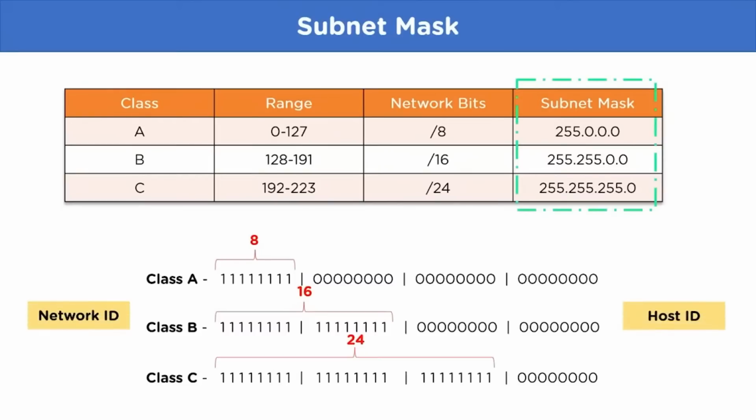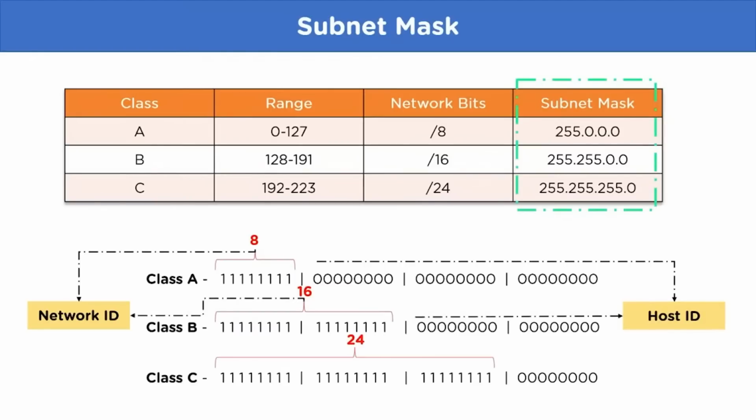The network ID part is the one that represents the binary digit 1, whereas host ID represents binary digit 0. That means for class A, we have 8 bits as network ID and the remaining bits as host ID. By looking at the host ID, we can see that the addresses available for hosts are the largest in class A.